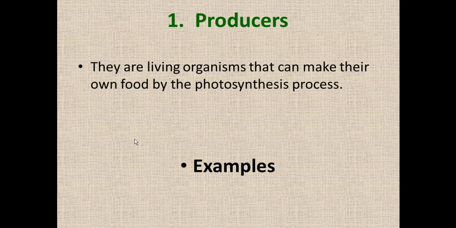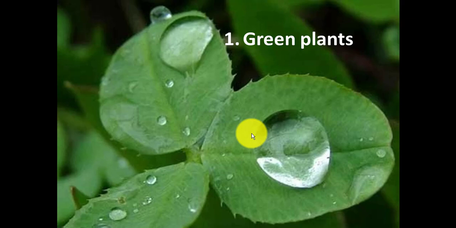Number 1, producers. They are living organisms that can make their own food by themselves by doing the photosynthesis process. They produce food, so I call them producers. They make the food, they manufacture the food like a factory by photosynthesis process. Examples of producers, as we said before, number 1, green plants.